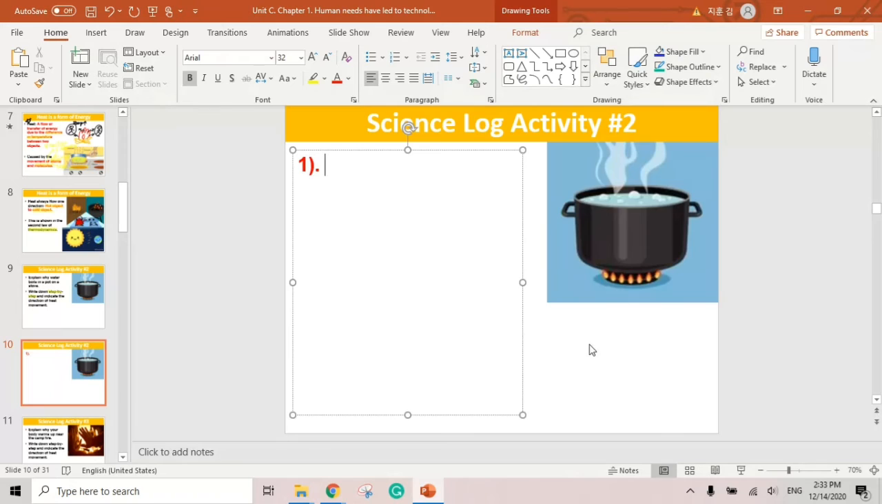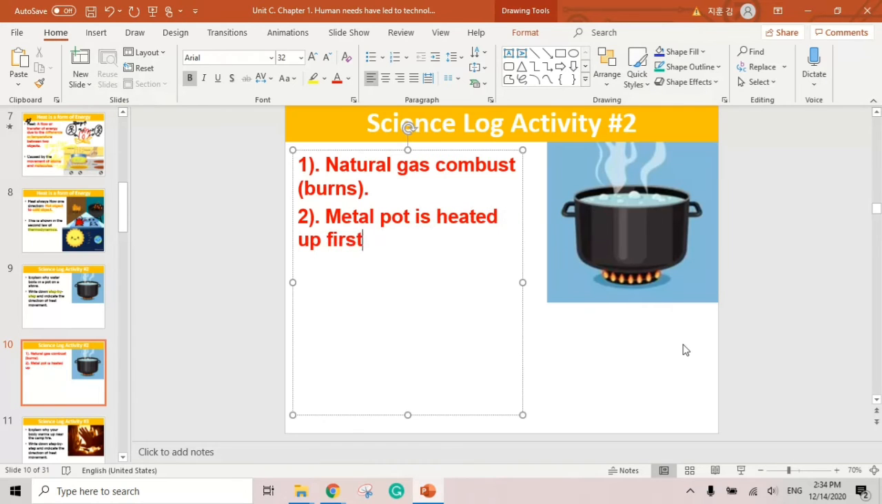Once you finish it, let me go through each of the steps. First things first, if you're talking about the one that has gas in it, I like to say natural gas combusts. That means burns. The natural gas burns. That's the very first step, which is happening at the bottom over here. Then what's going to happen is the metal pot is heated up first.